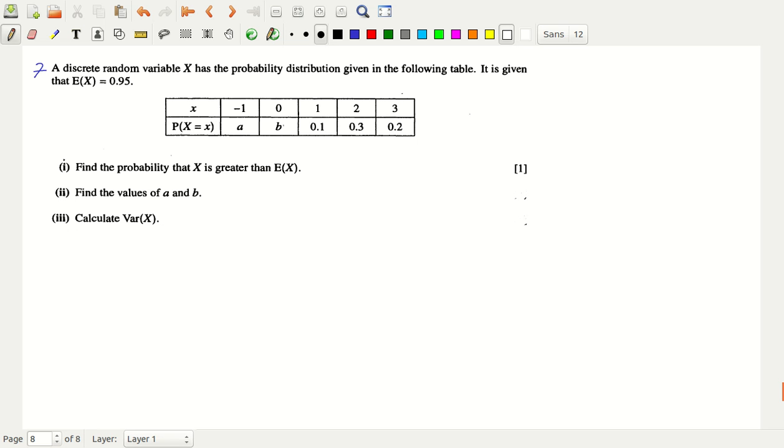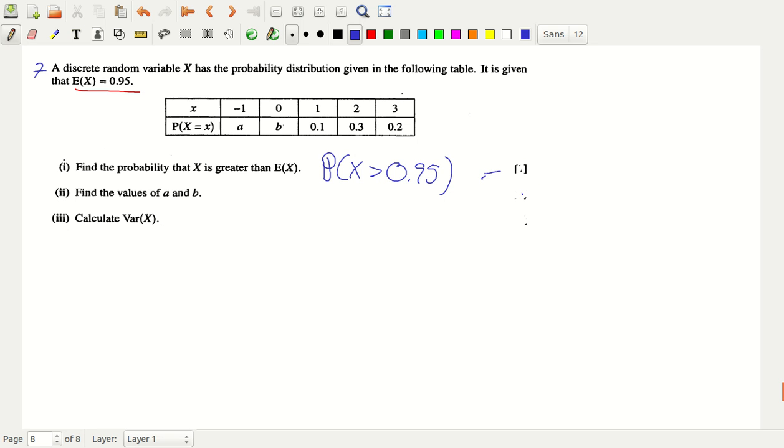Find the probability that X is greater than E of X. So let's talk about how we might write that. We're asked to find the probability that capital X is greater than, and we're told what the expected value is in the question, 0.95. This random variable can equal -1 or 0 or 1 or 2 or 3, and we're asked to find the probability that it's bigger than 0.95.